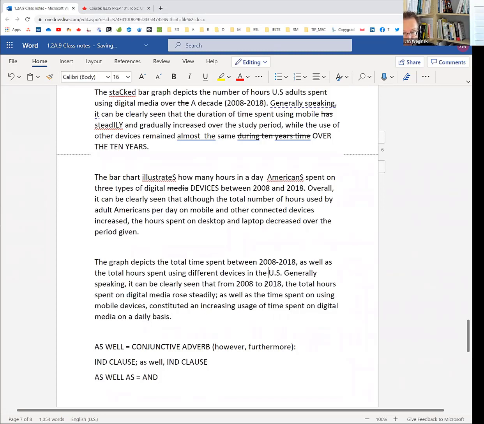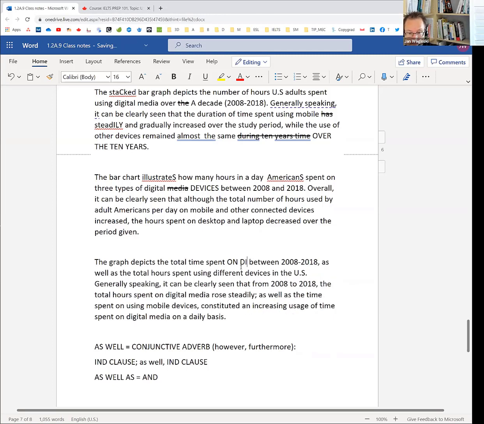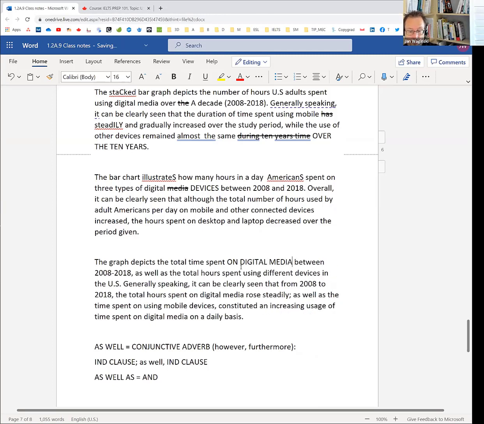So you haven't mentioned total time spent on what? Devices. What's the total time on? You can see the graph. Digital media. Digital, yeah. Okay, total hours spent on digital media rose steadily.